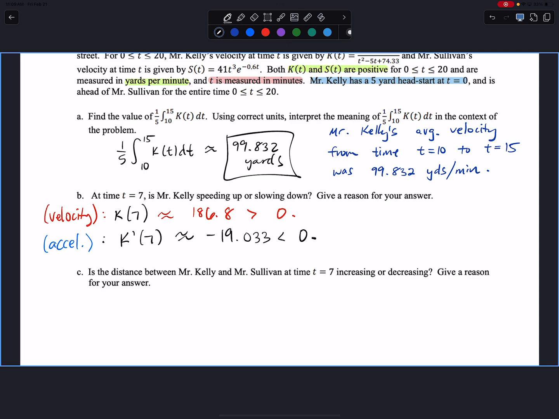So what does that mean? What? Slowing down. Why? Because these are different signs, right? So Mr. Kelly is slowing down.